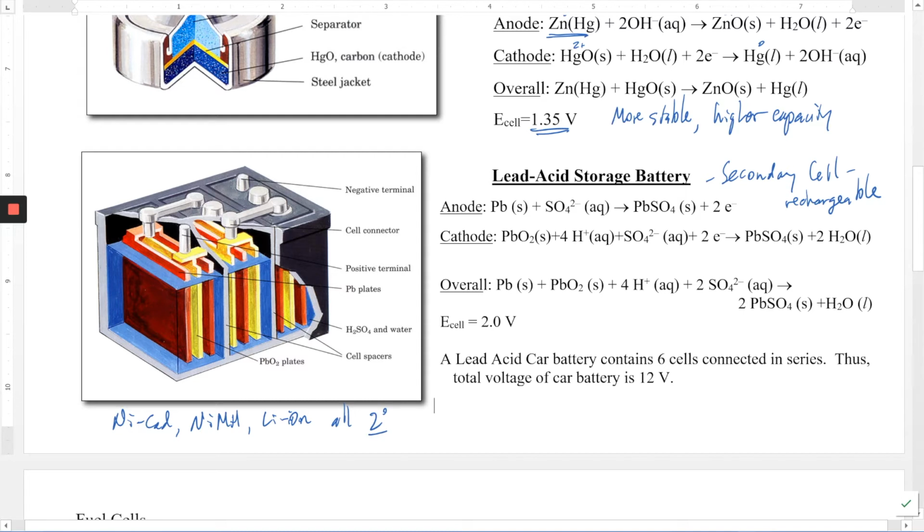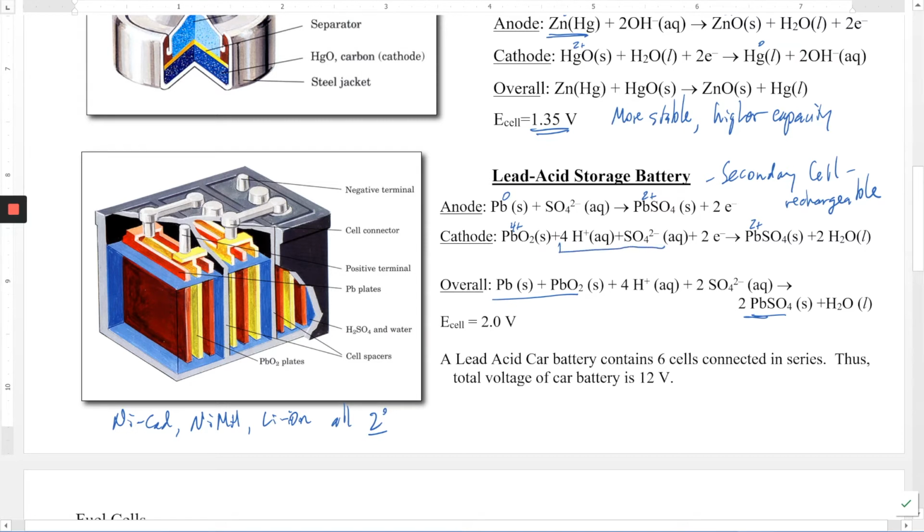For the lead acid storage battery, the anode is lead being oxidized to lead sulfate, so lead 2+. And at the cathode, we have lead oxide in the 4+ state being reduced to lead 2+ again. So this is a comproportionation reaction where the two extremes, 0 and 4+, come together to the 2+. And overall, then we have the two leads coming together to form 2 lead sulfates. And this takes place in a bath of sulfuric acid.